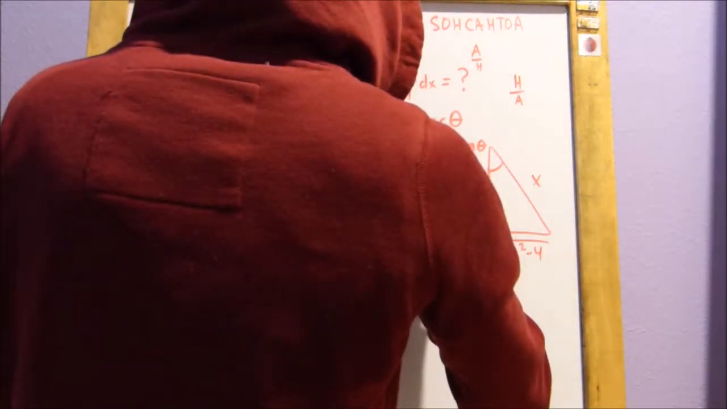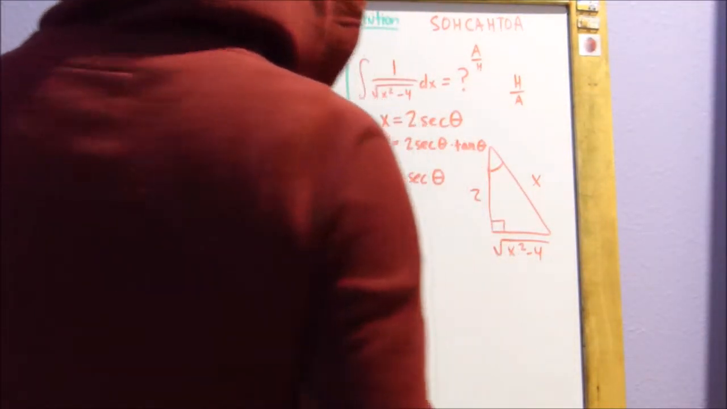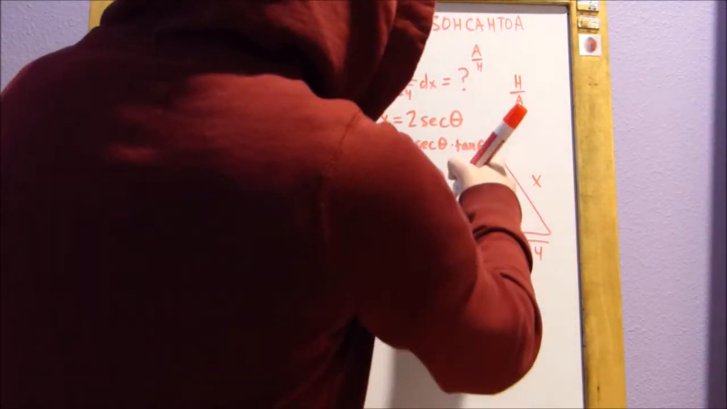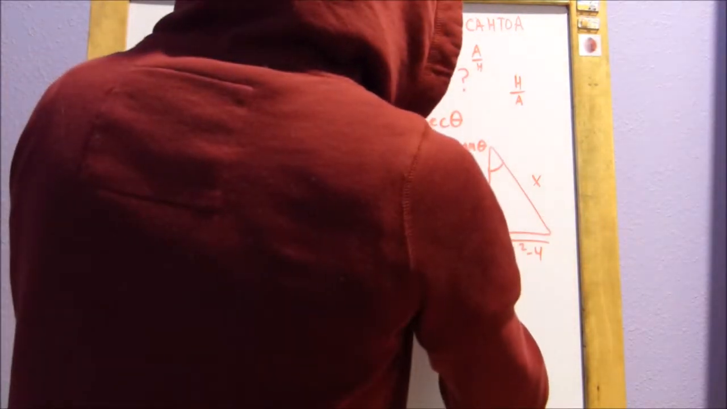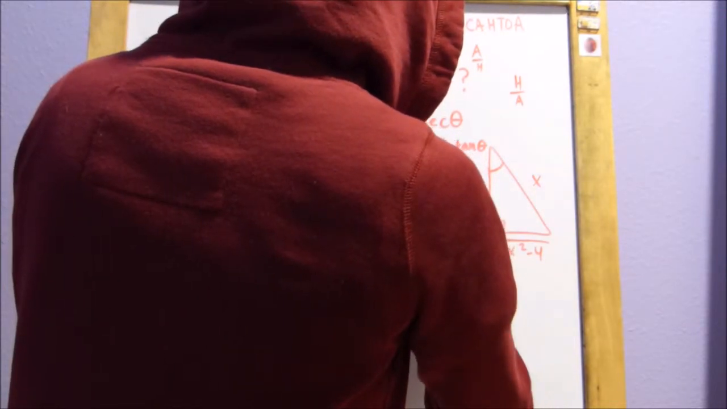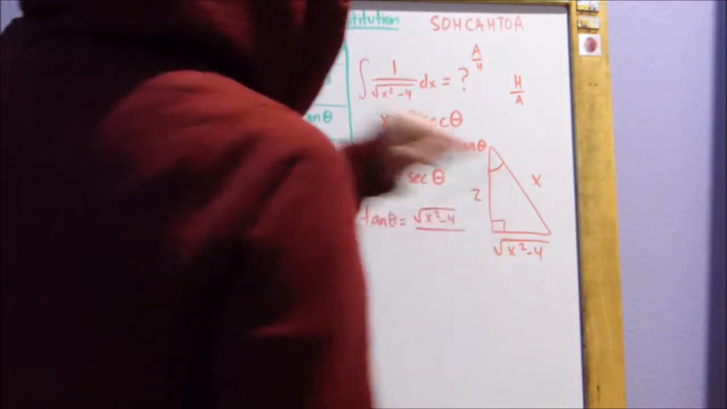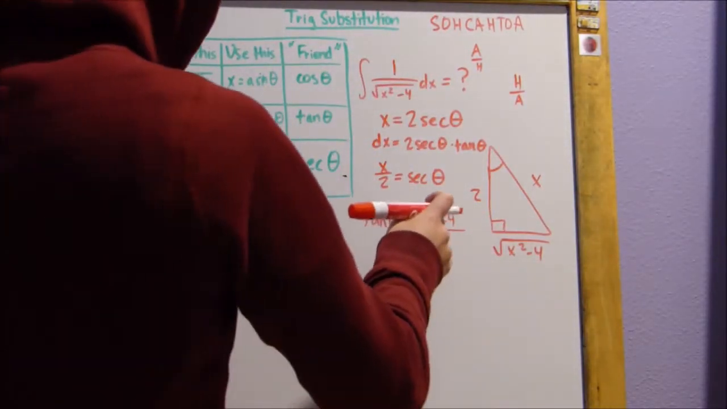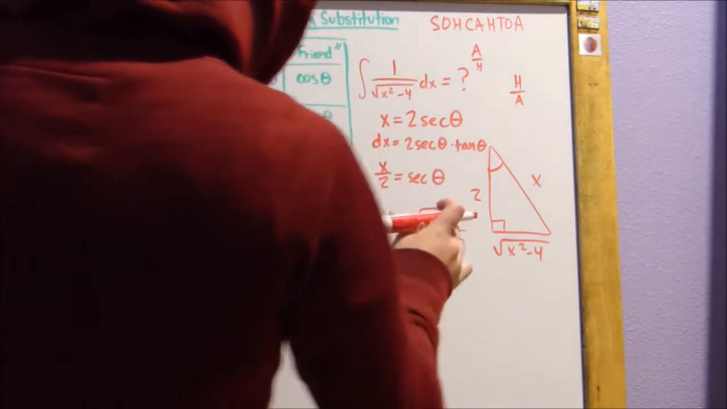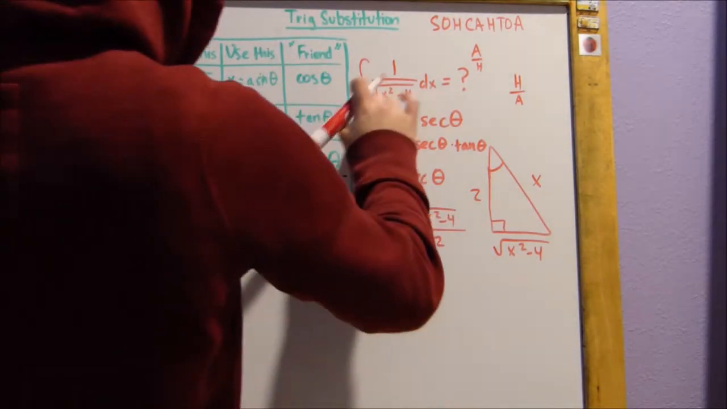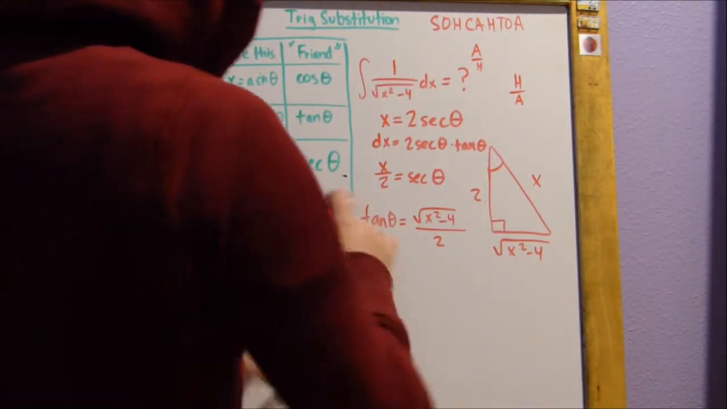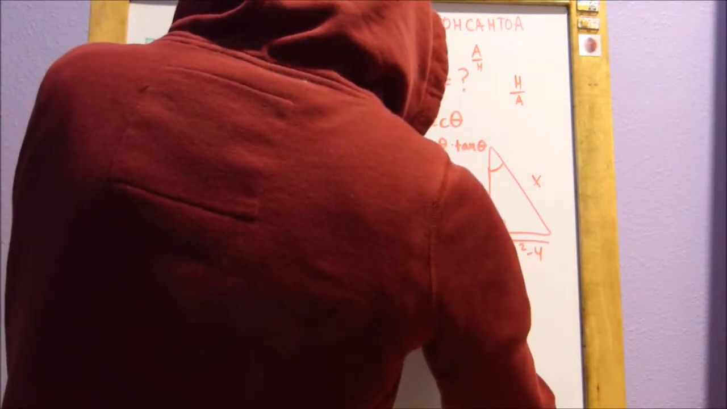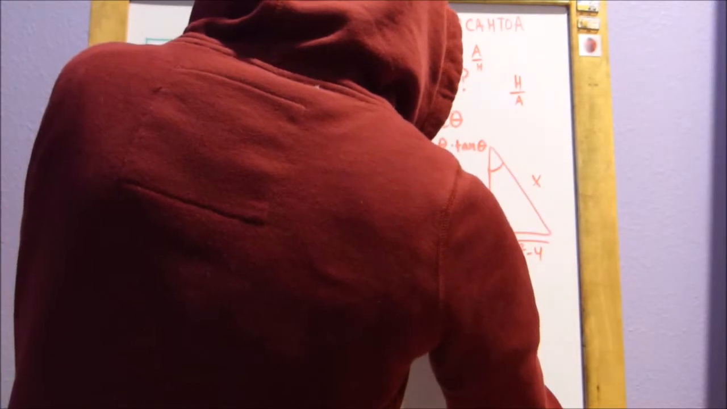Now, here's where our little friend, tangent of theta, comes in. We're going to find what tangent of theta equals. So, tangent of theta is opposite over adjacent. Opposite is the square root of x squared minus 4, and adjacent is 2. Now, we don't want to have the square root of x squared minus 4 divided by 2. We just want to have the square root of x squared minus 4. So, we multiply both sides by 2. 2 tan theta equals the square root of x squared minus 4.